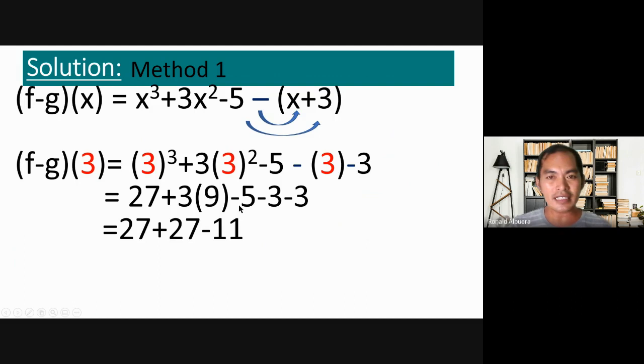Then the same negative 5, negative 3, negative 2, the same sign. So you add and copy the sign, which is negative 11. 27 plus 27 is 54 minus 11 is 43.